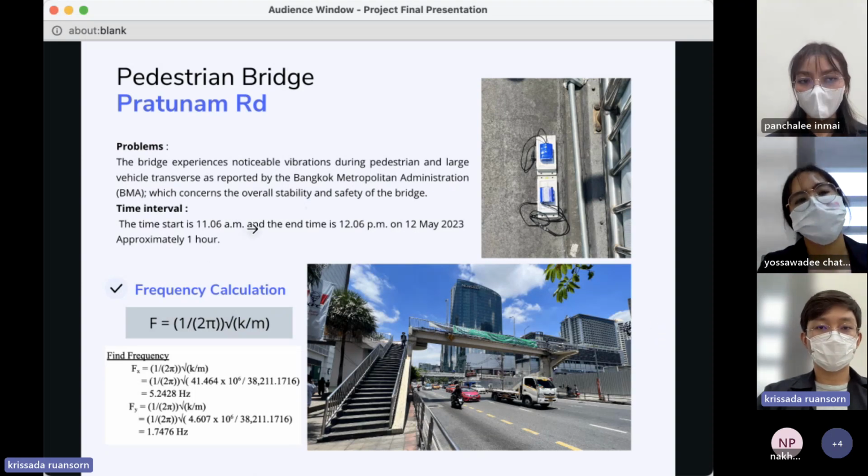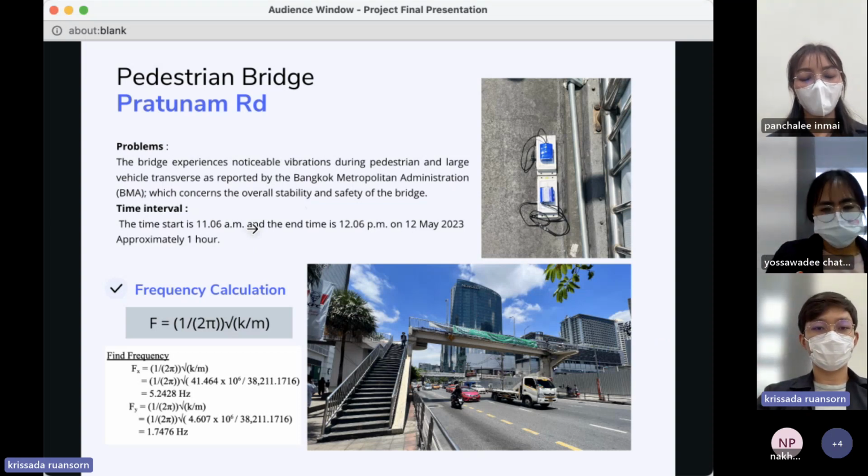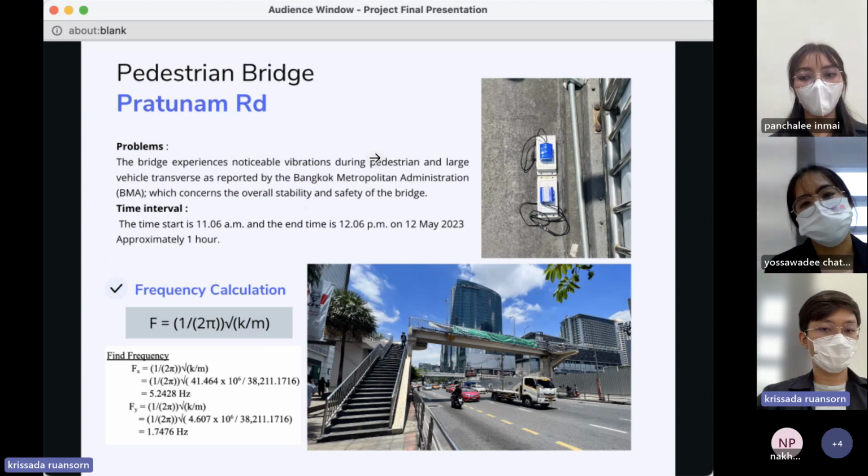In order to gather data and analyze the problems, the time interval provided was on May 12, which corresponds to approximately 1 hour. The structural frequency is determined using the formulas as we show on the slide, and compared with the low-cost device. The results show a close match between the calculated frequency and the device reading, indicating the device accuracy. Specifically, the frequency on the x-axis is found to be 5.24 Hz, while on the y-axis it is 1.74 Hz.